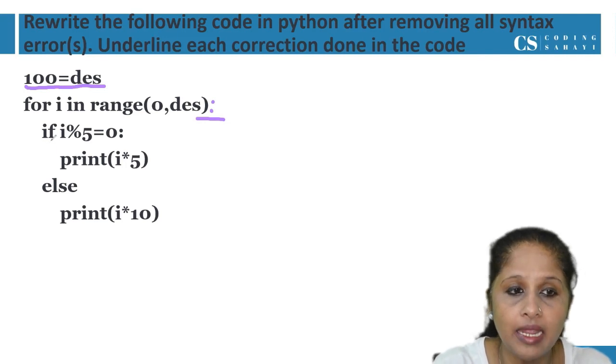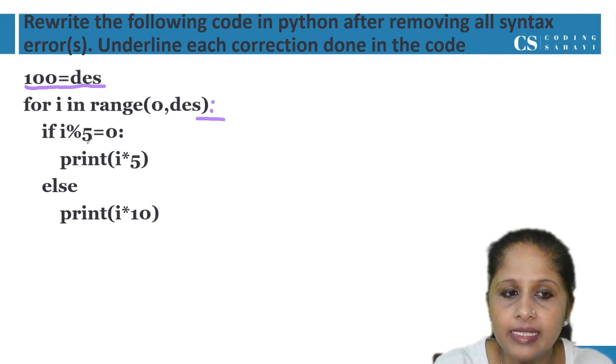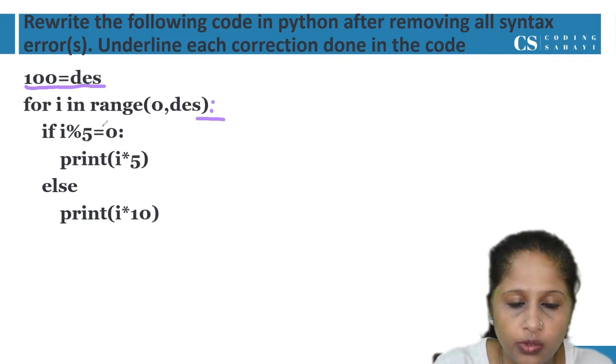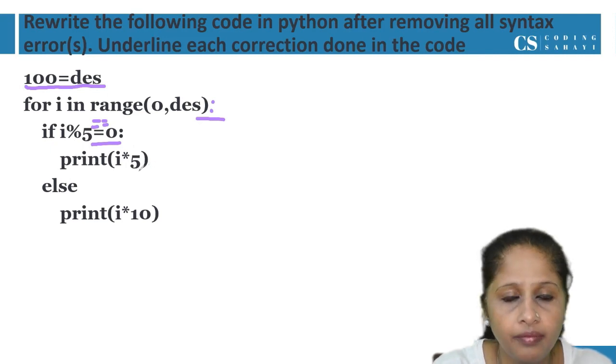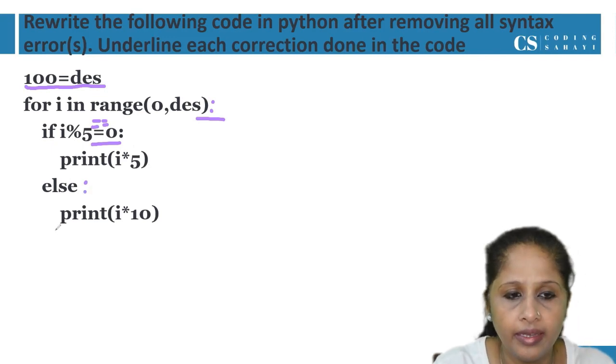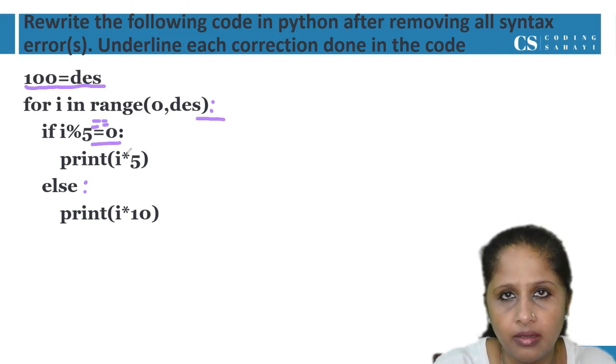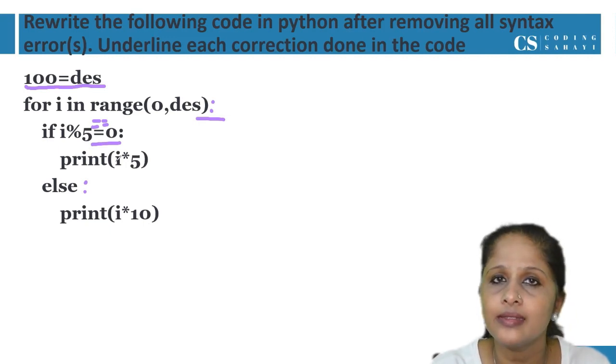Then coming to the next line, if I modulo 5 equal to 0. See, in the previous question also we did this one, that is I modulo 5 equal to 0. So here it must be double equal to, so that is the error. Then coming to the next line, print I into 5. No problem. Then else, here we are not giving again a colon. Then print I into 10. Okay, so this is an easy question, right? So let's rewrite this question.